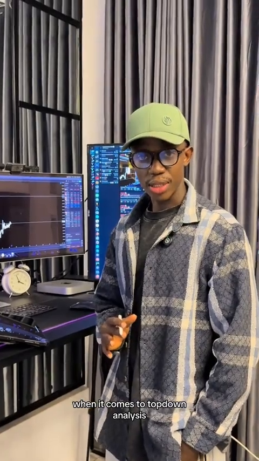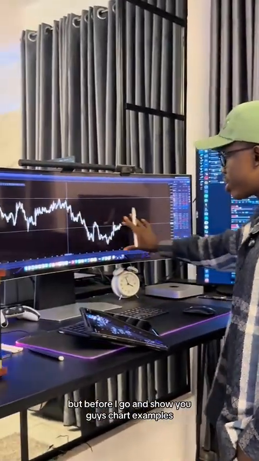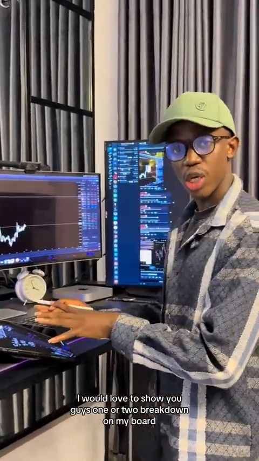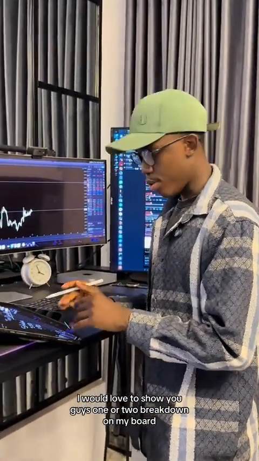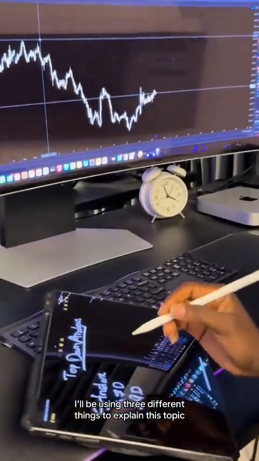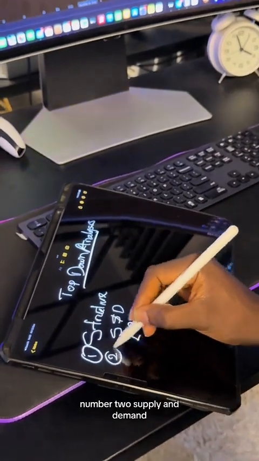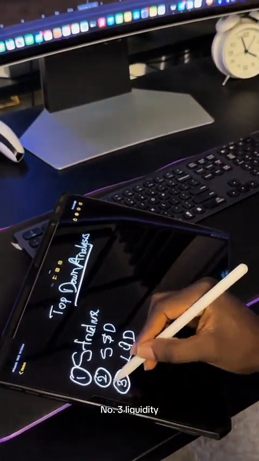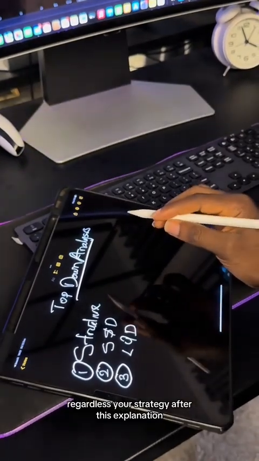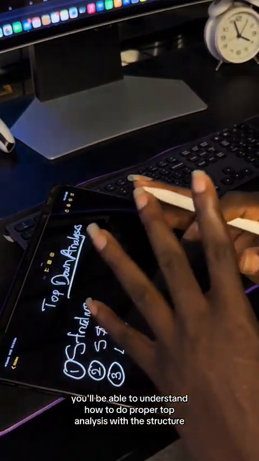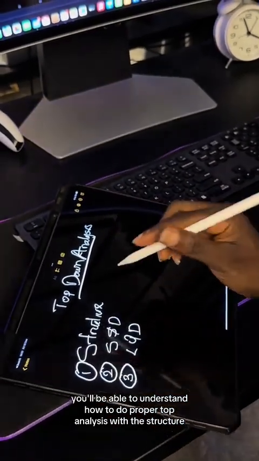What up, guys? This will be the only video you will need to watch when it comes to top-down analysis. But before I go and show you guys chart examples, I would love to show you guys one or two breakdowns on my board. I'll be using three different things to explain this topic. Number one, I'll be using structure. Number two, supply and demand. Number three, liquidity. Regardless of your strategy, after this explanation, you'll be able to understand how to do proper top-down analysis.